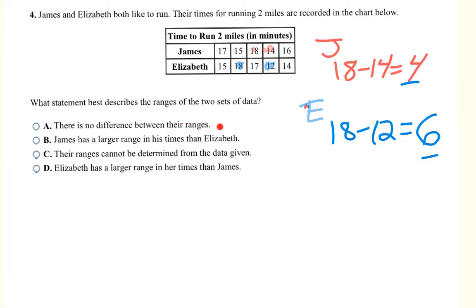A says there is no difference between their ranges. Well, one's 6, one's 4. There's a difference. So it's not going to be A. B says James has a larger range in his times than Elizabeth. So James is 4. That's not bigger than 6. It's smaller. So it can't be B. C says their ranges cannot be determined from the data given. Well, we just determined them, so it's not going to be C. And D says Elizabeth has a larger range in her times than James. So 6 is larger than 4, so D is going to be your final answer.